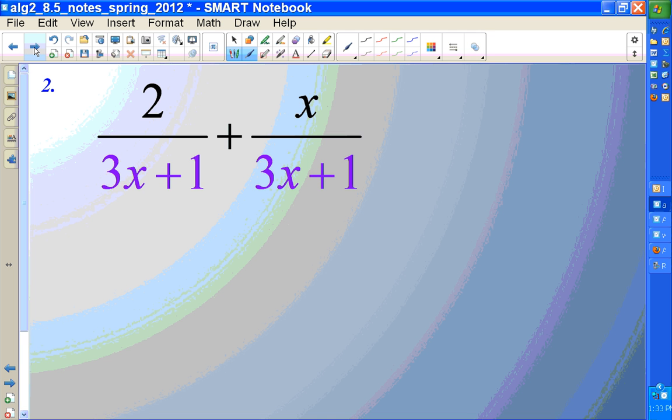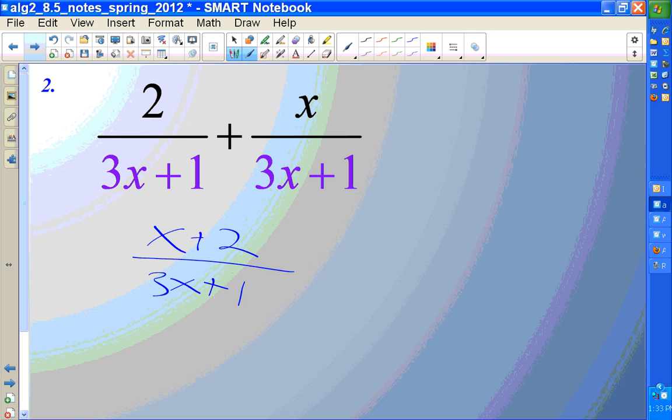When we add, what do we get on the top? 2 plus x. I would probably write x plus 2, just to have it in descending order. It's just what we've been doing all along. If you wrote 2 plus x, not the end of the world.